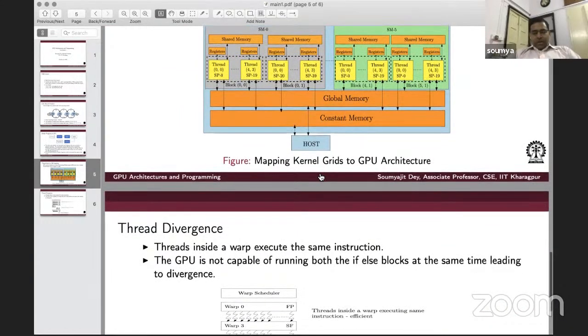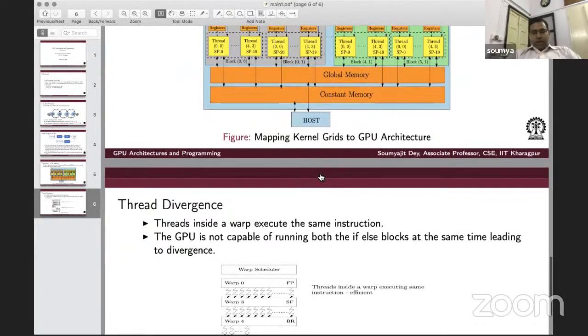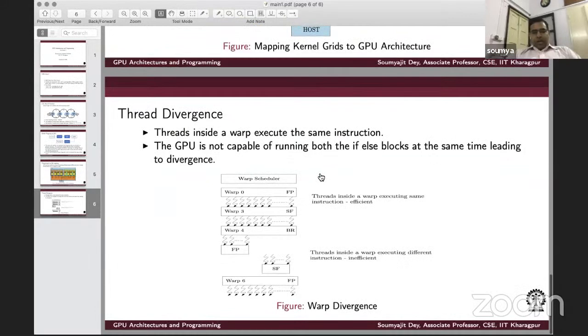And then there were a few queries on thread divergence. This is one topic you must study carefully because it's a performance limiting factor for GPUs. So ideally, when does divergence occur? Divergence occurs when all the threads inside a warp do not have to execute the same instruction, and that is being directed by the semantics of the program.